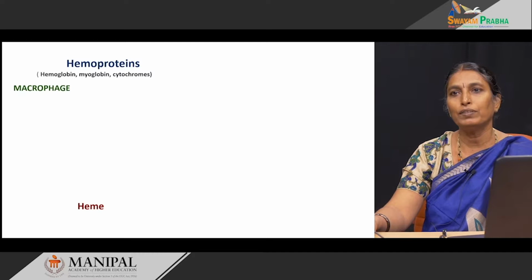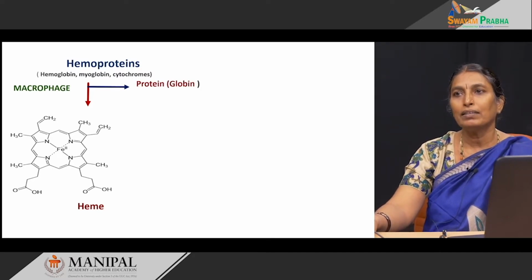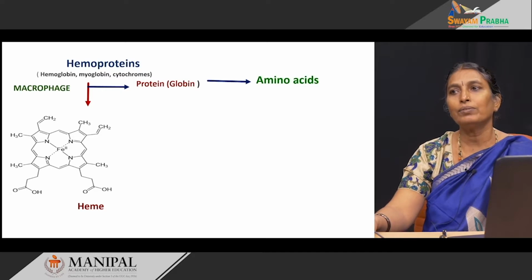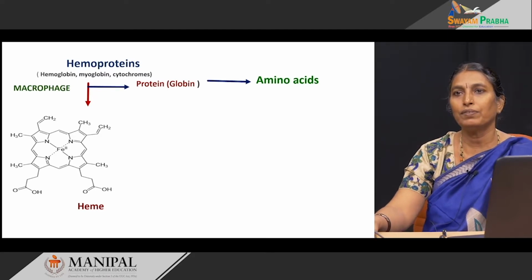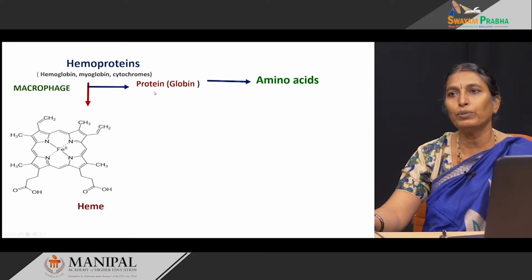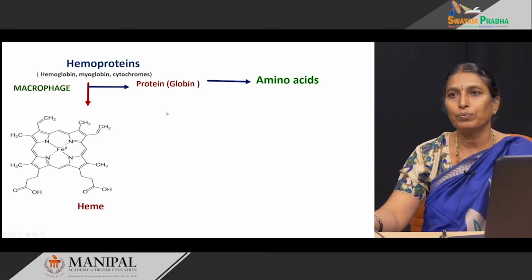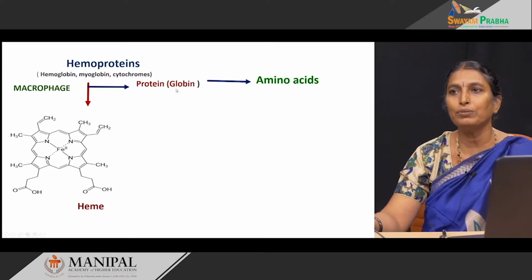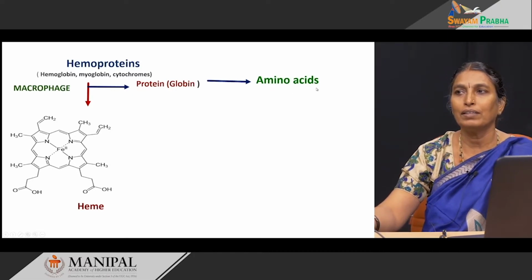When they reach macrophages, first heme is separated from the globin or protein part. This protein part undergoes degradation and gives amino acids which enter the amino acid pool. So, macrophages first convert heme proteins into protein and heme parts. Here you see the heme is here, protein is here, and protein becomes amino acids, which are monomers and enter the amino acid pool. This protein cannot be reused directly, so it has to be degraded to amino acids and utilized for the synthesis of new protein.